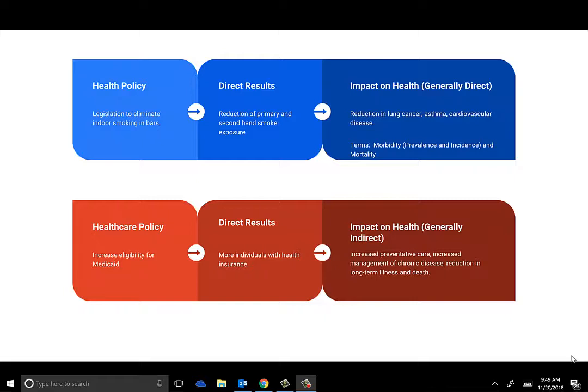We're talking about health care policy, though. We're not actually talking about the direct impact on health. Instead, it's an indirect impact, right? So you increase eligibility for Medicaid, more individuals have health insurance, so there's increased preventive care, increased management of chronic disease. In the long run, we would hope to see some sort of reductions in illness and death, but it's not a direct line, right?